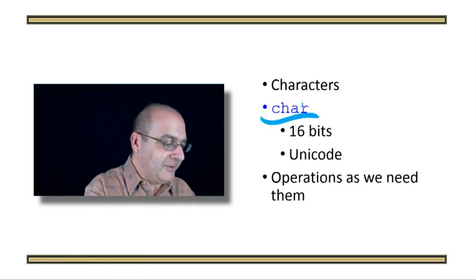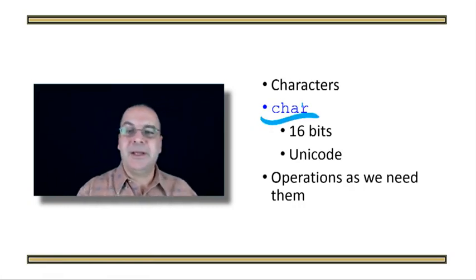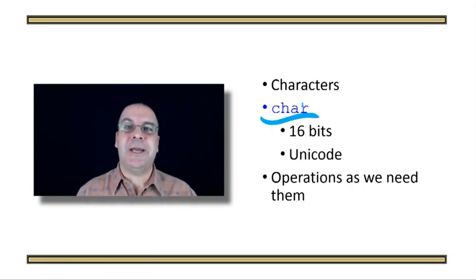And in C#, characters are stored in the data type called char. Some people will call it char, but I'll always call it char. So a char is comprised of 16 bits, and it stores the Unicode representation of a particular character.